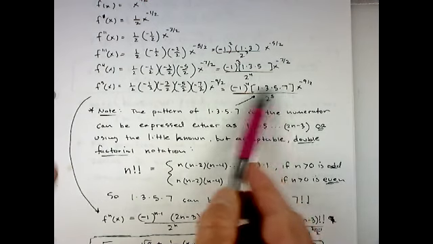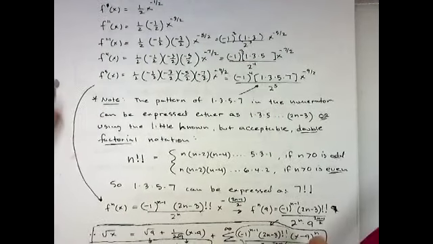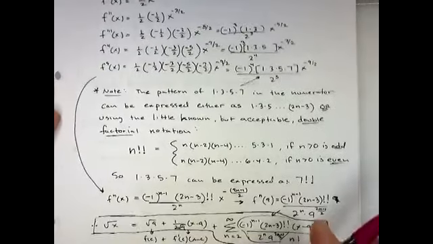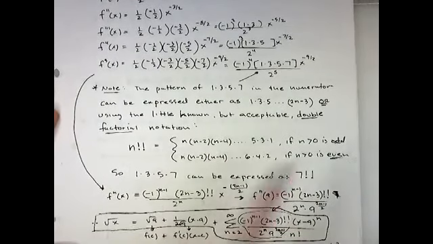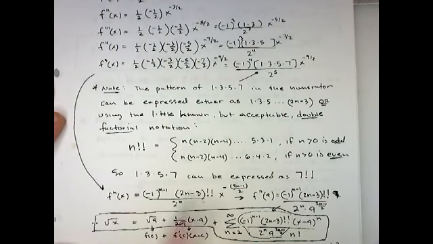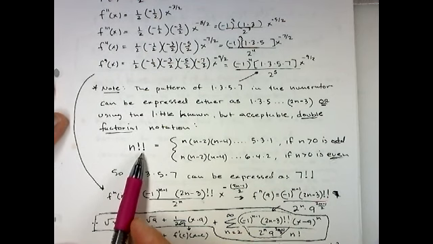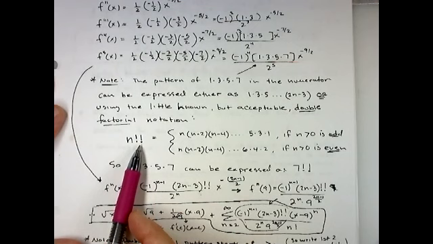2n minus 3, this pattern right here. Another notation that does exist, you can look this up, is little known, but it's double factorial. So we know how factorials work. You start with a number and you subtract 1, keep multiplying down until you get to 1. N double factorial is known or understood to skip numbers all the way down to 1.